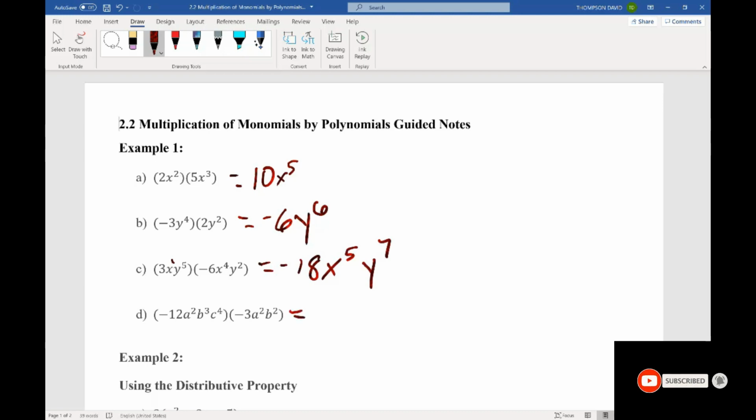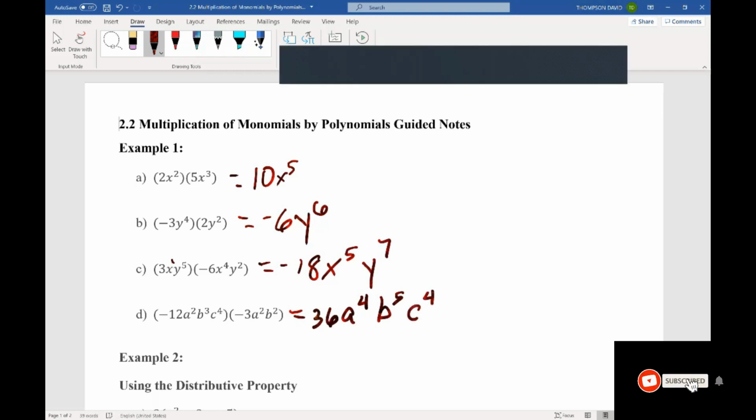We have an a, a b, and a c term for part D. So -12 times -3 first, that will give me 36. Then a squared and a squared, that'll give me 2 plus 2, which is going to be 4, so a to the 4th. B cubed and b squared. So 3 plus 2 will give me 5, so b to the 5th. And the c term sitting out there by itself, so c to the 4th. And we are done example 1.